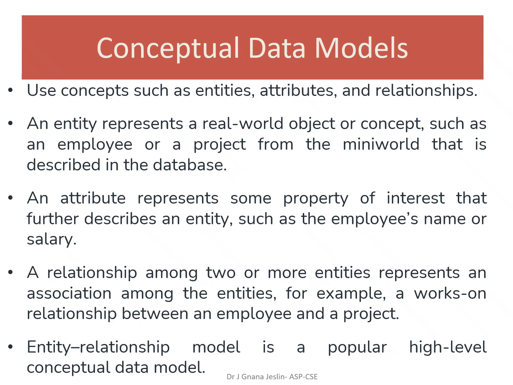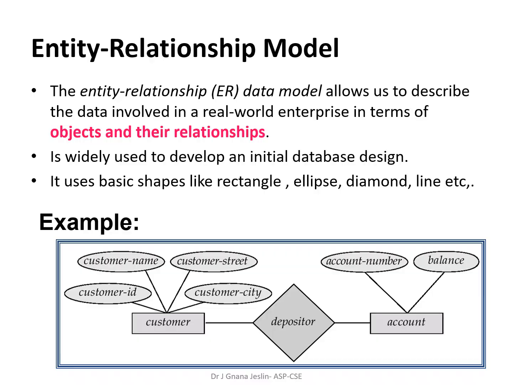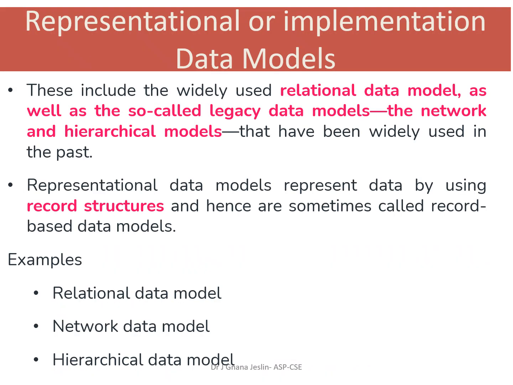This model is a pictorial model in terms of entities. These are called the entity, and how the entities are related is represented in a diamond-shaped box. The properties of the entity are called attributes, and they are given in oval-shaped boxes. So this entity relationship model is the very first model of your conceptual data model.